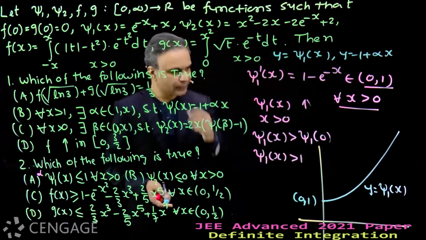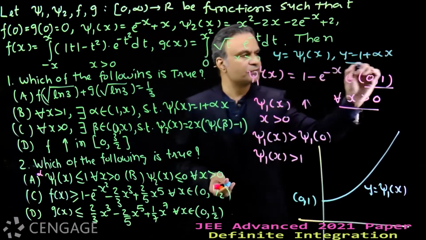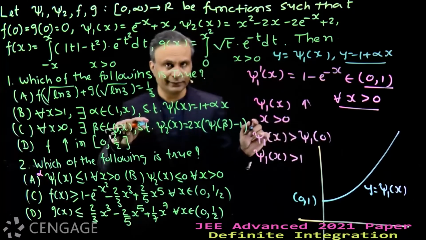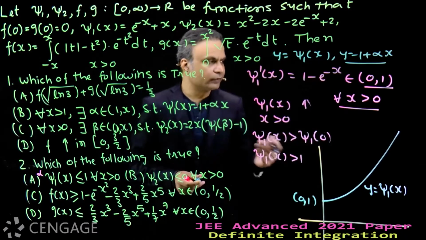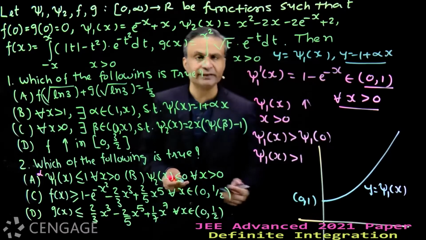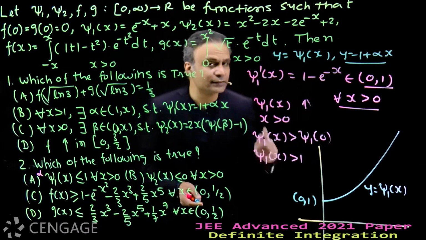Then we have this variable straight line for alpha greater than 1. This line always passes through point 0 comma 1. Take any value of alpha, line always passes through point 0 comma 1, but slope of line is more than 1.